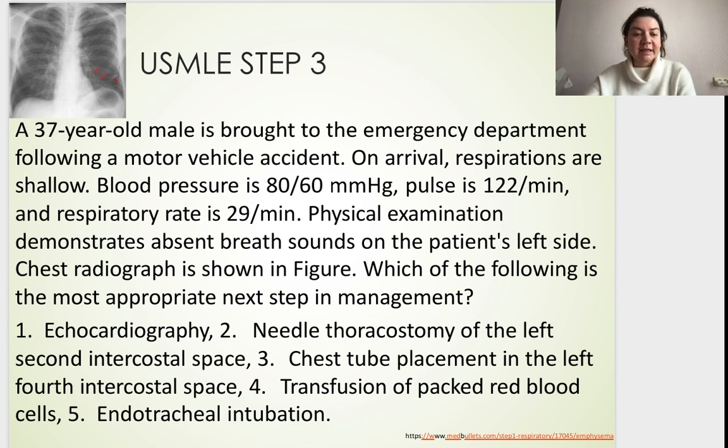First option, echocardiography. Second, needle thoracostomy in the left second intercostal space. Third, chest tube placement in the left fourth intercostal space. Fourth option, transfusion of packed red blood cells. And fifth, endotracheal intubation.